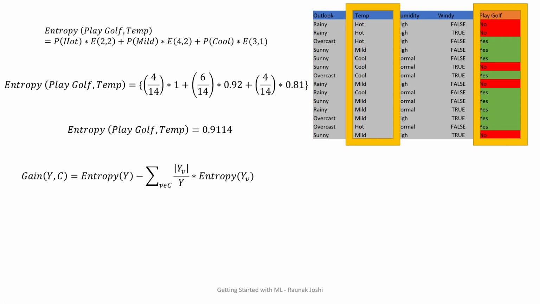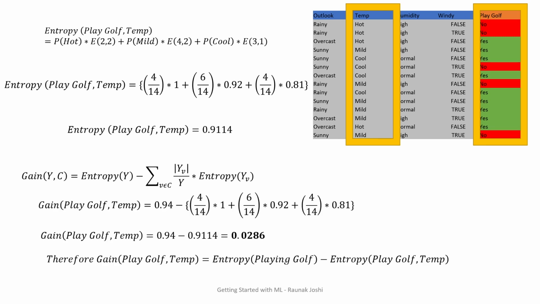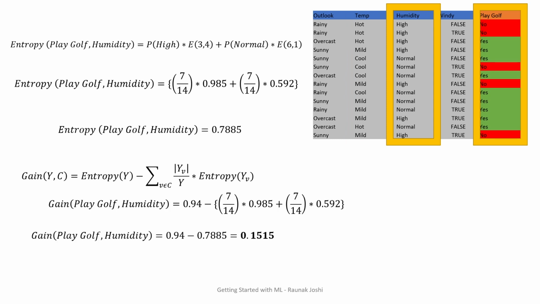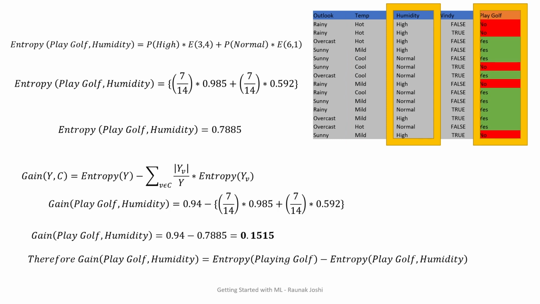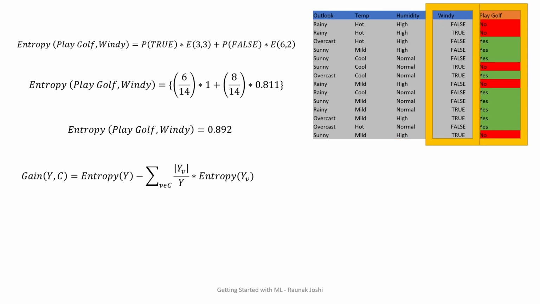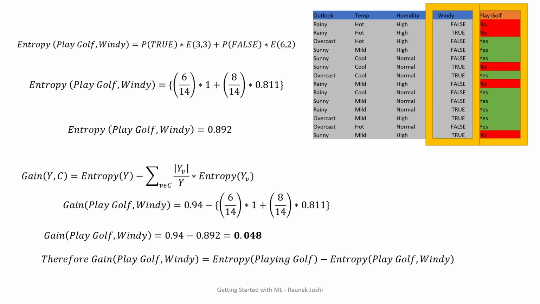Similarly, I'll do this for each and every single column, or each and every single attribute, if you may like to call it. So now I'm doing it for the temperature, and it is 0.0286. Similarly, I'll be doing it for humidity, where I get 0.1515. All right, that is the information gain that I have from the particular attribute. Finally, I'll do it for windy and I get 0.048. And this is it. I have all the information gains.